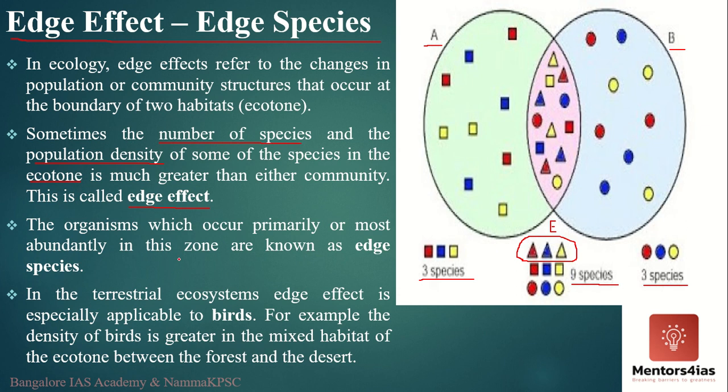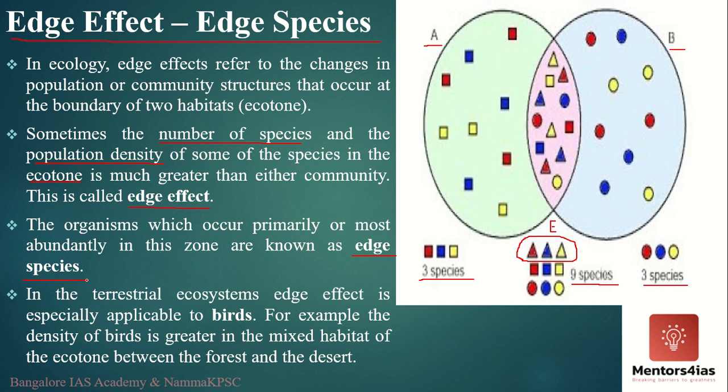So what I'm trying to say is that maybe in ecosystem A you may have 10 deer, and in ecosystem B you may have only 5 deer, but within the ecotone you may have 50 deer. So this phenomenon where the ecotone has more deer when compared to ecosystem A and ecosystem B, due to certain qualities it offers, we'll call the edge effect. And such species, in this case the deer, we will refer to as edge species.